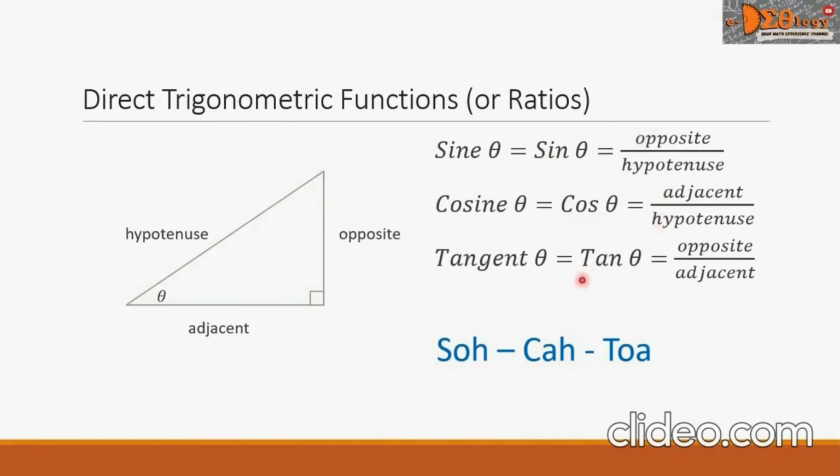TOA is for tangent, where T is the first letter of the tangent, the O is the opposite, and A is for the adjacent side. So TOA.